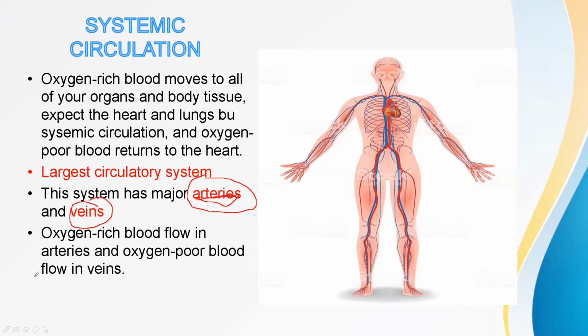So here you can see, oxygen-rich blood flows in arteries and oxygen-poor blood flows in veins. So this is about the systemic circulation, and you must remember that among these three types of circulation, systemic circulation is the largest circulatory system.